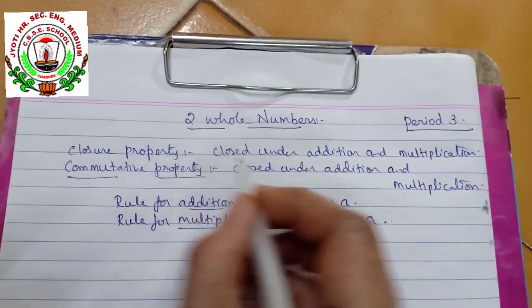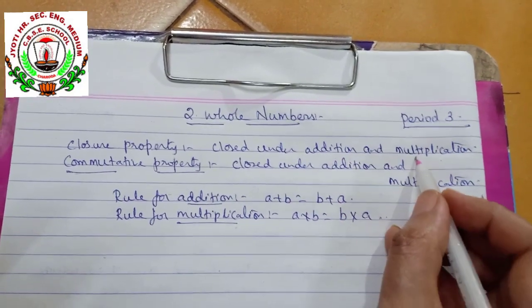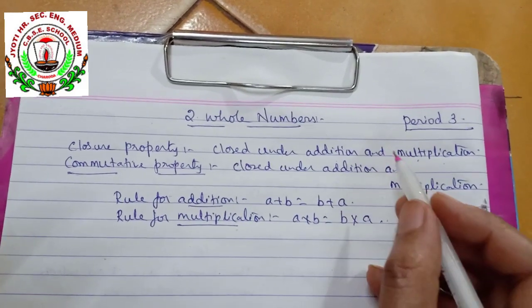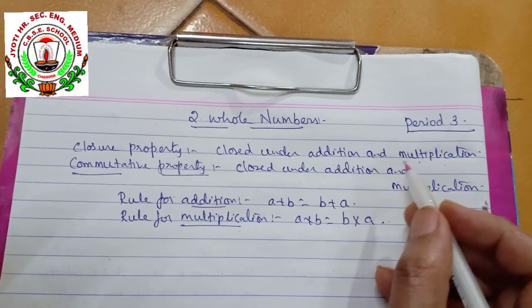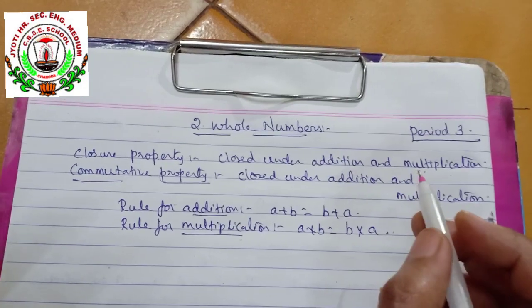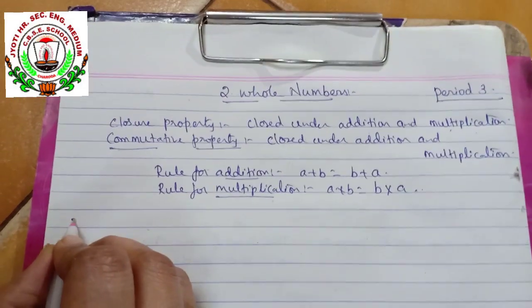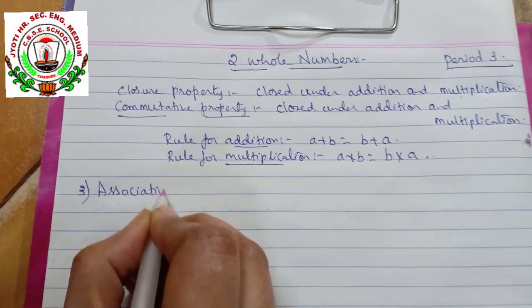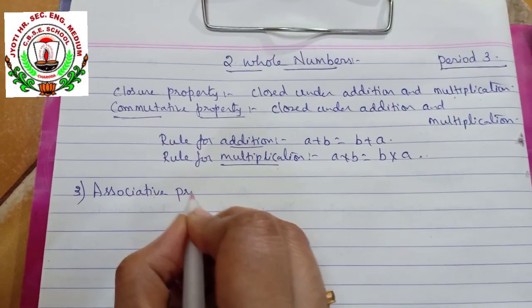In closure property, it is closed under addition and multiplication, which means when we add or multiply any two whole numbers, the sum or the product we get is also a whole number only. Next, the third one is associative property.